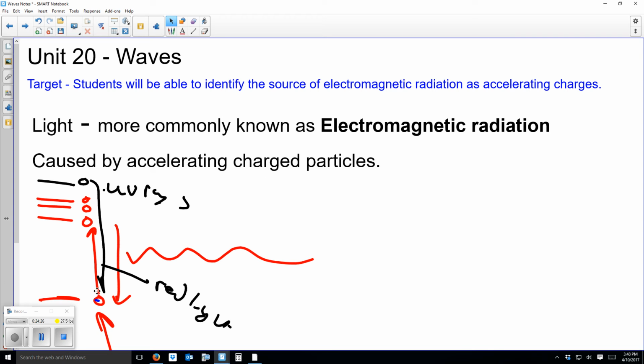Light is caused whenever you accelerate a charged particle. That could be either speeding up, slowing down, or changing direction. A proton or an electron or some sort of ion, something with a charge on it. If something is an ion, that is also a charge. So keep that in mind.